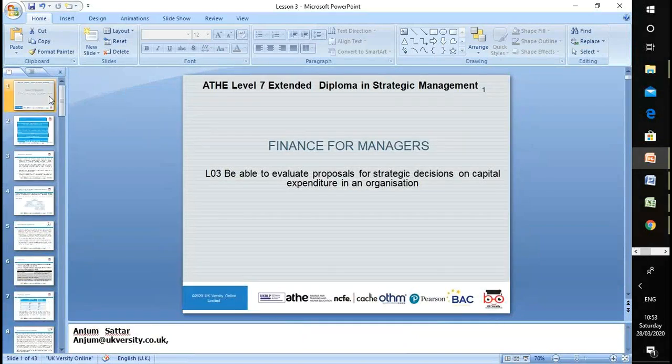Okay, so in today's lesson we learned about investment appraisal, we learned about sources of finance, we learned about how we can appraise the different proposals and strategic ones, and we discussed capital expenditure and what is meant by it. If you have any question, please drop me an email at anjum@ukversity.co.uk.